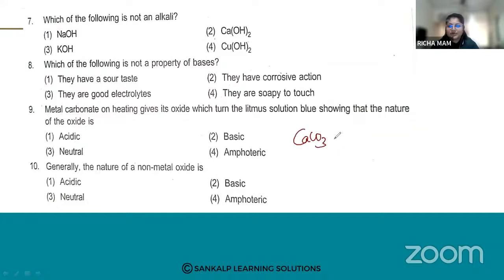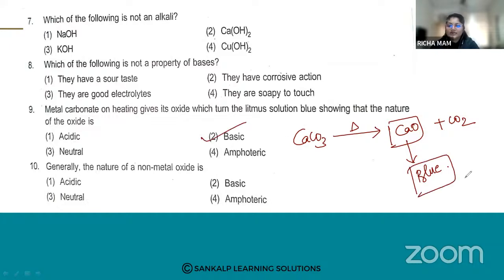Take calcium carbonate. When you heat calcium carbonate, it will give you calcium oxide plus carbon dioxide gas. So, what they have asked: when the oxide turns the litmus solution blue, what does it mean? When it turns blue, it means it is basic in nature. So I have taken an example: if I take a metal carbonate like calcium carbonate, when you heat it, you are going to get calcium oxide.